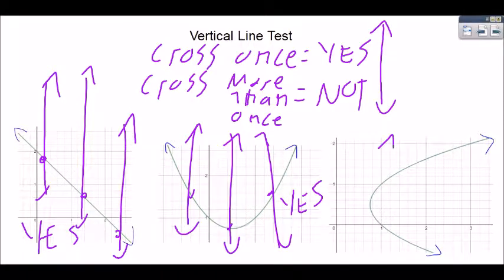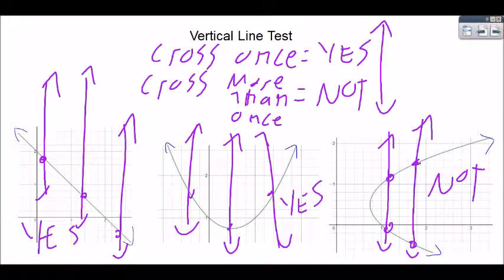This last one, I do some vertical lines going down. This crosses once, twice. This one crosses once, twice. So that's more than once, so that's not a function.